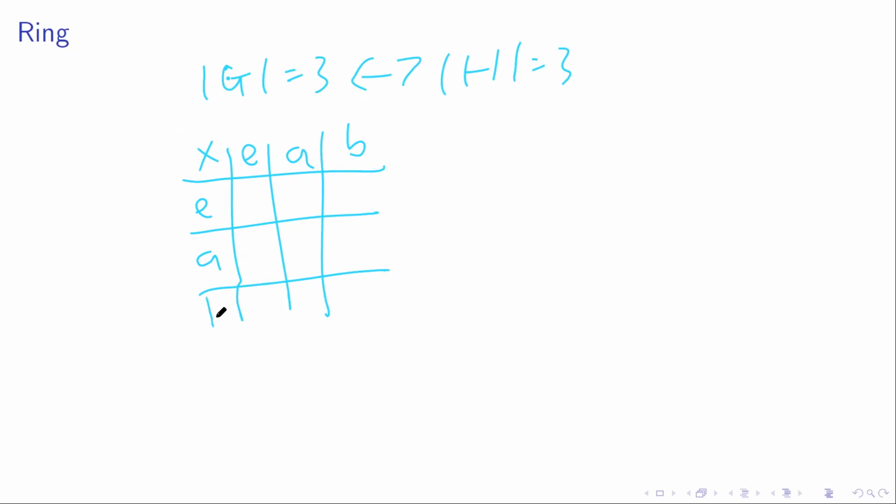Any arbitrary element. Okay, E and E must be E. E and A must be A. E and B must be B. Same for this too, right? Okay, what is A and A?